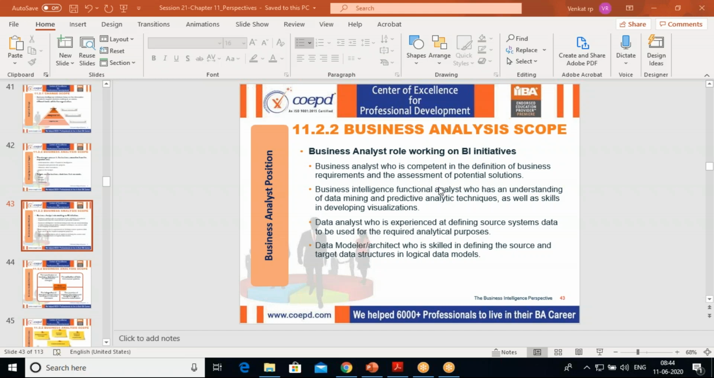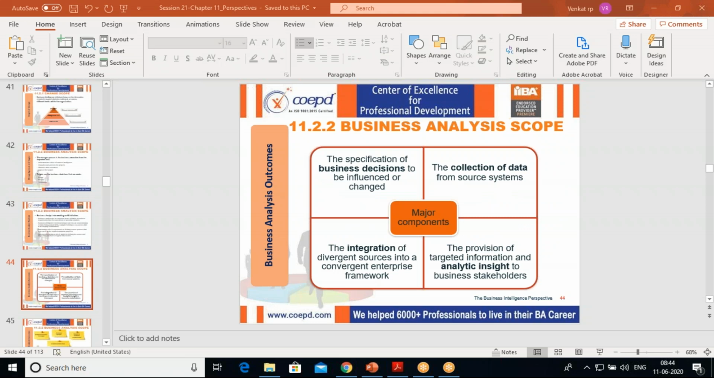They can give us those inputs, and we can also take the help of a data modeler or an architect who is skilled in defining the source and target data structures in the logical data models, and how we can pull out the data. We should understand that. And here we need to understand the basic domain knowledge, so that we can understand what the requirements would be for taking the decisions.